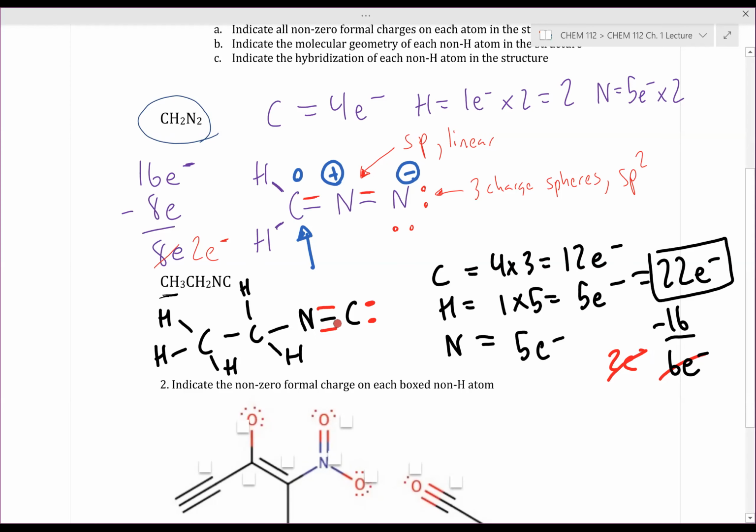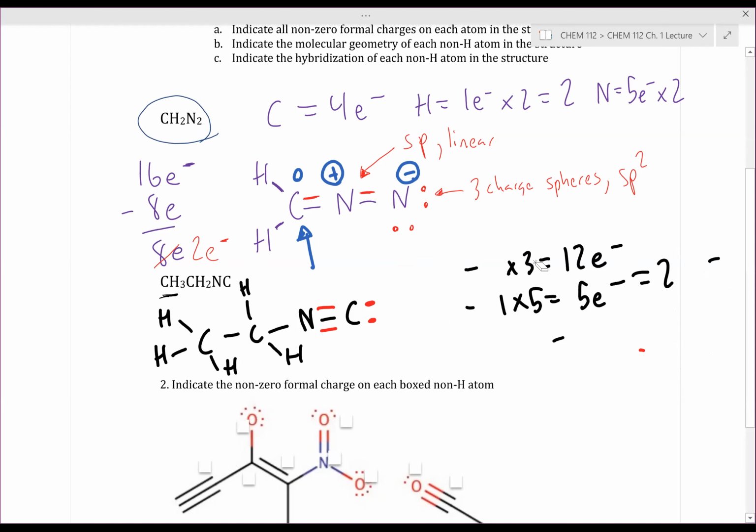So have we now fulfilled the octet of every single atom in this molecule? Is the octet rule fulfilled? Yes. Okay, perfect. Is everyone comfortable with this Lewis structure so far? Is it okay if I erase this electron counting to free up some space? Okay, perfect. So let's erase our electron counting, and now let's focus on formal charges.